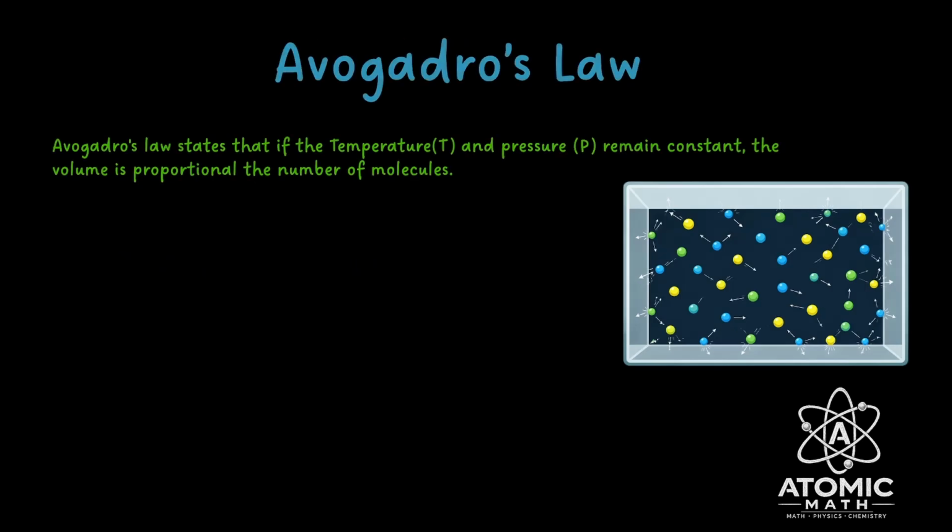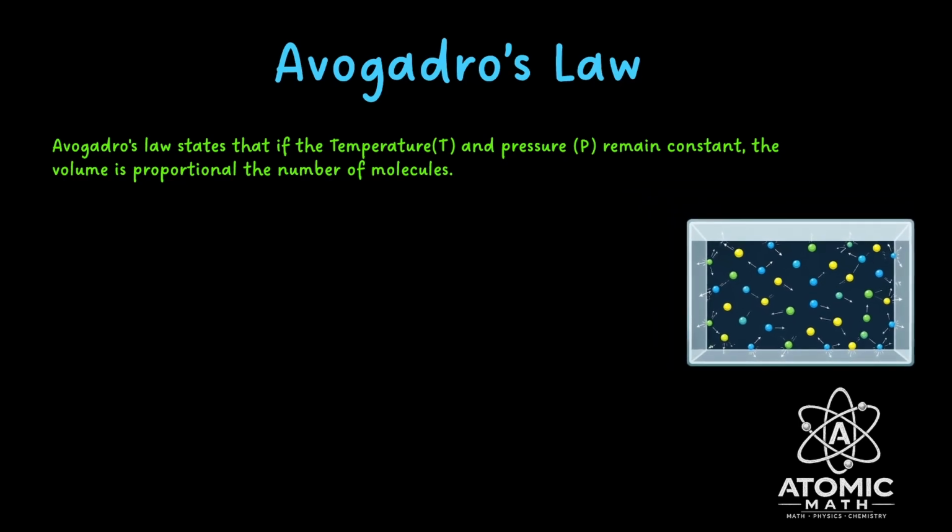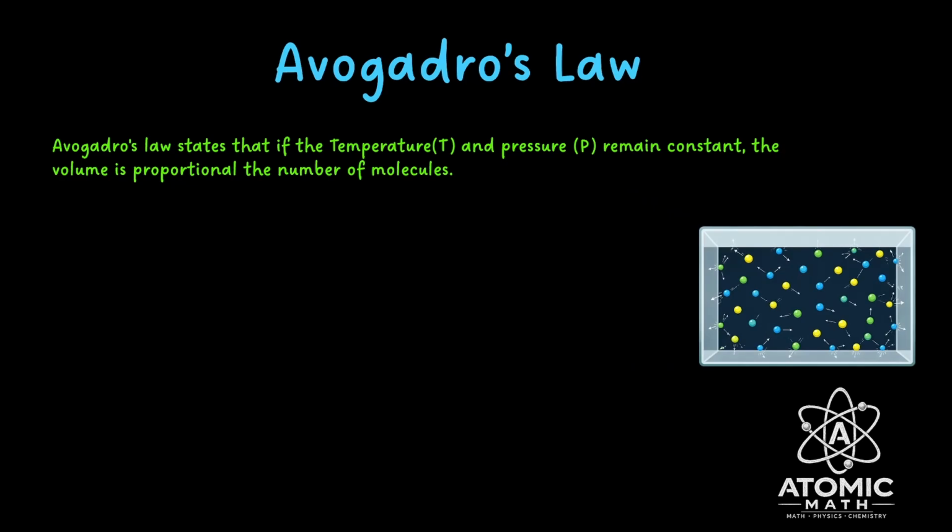The third one is Avogadro's law, and this states that if the temperature and the pressure remain constant, the volume is proportional to the number of molecules. So again, let's change this. Let's make this small again. Now, I have the same temperature, so I can't change the speed of the molecules. I have the same pressure, so I can't let them hit the sides of the container more often. The only way that I can reduce the volume and keep those two facts true is if I reduce the number of molecules that are in there and make room for the other ones. So that is why we would say that volume is proportional to the number of moles.